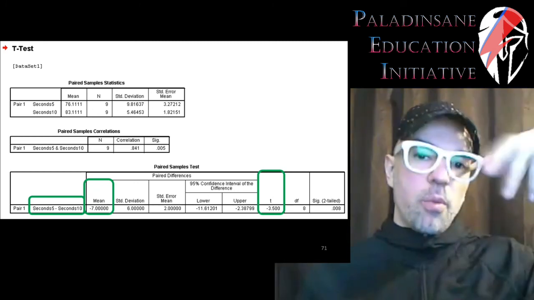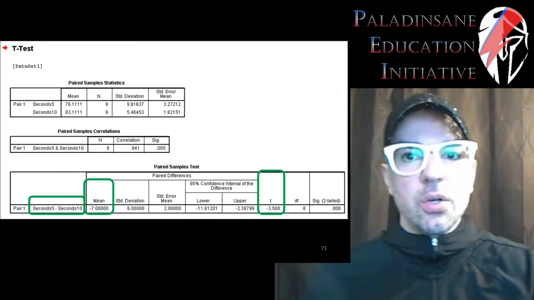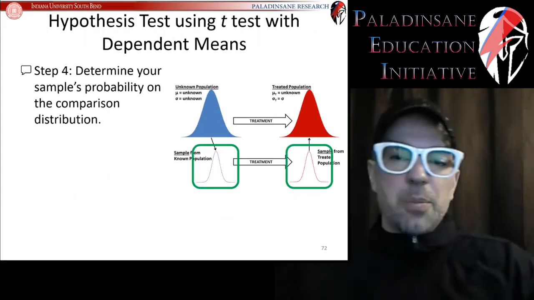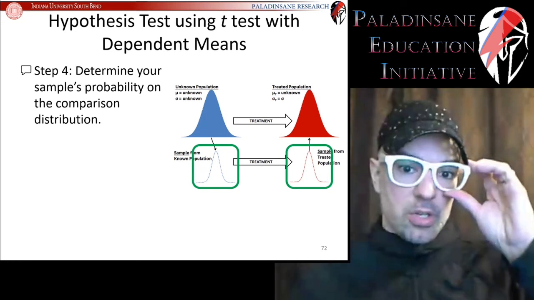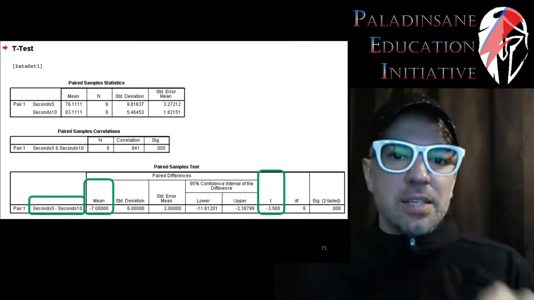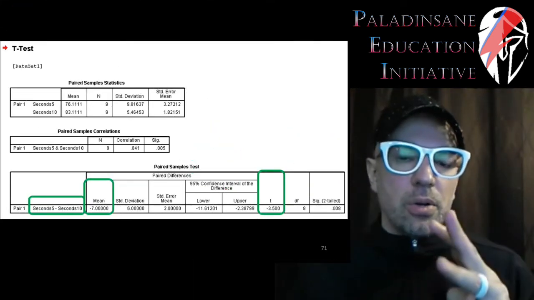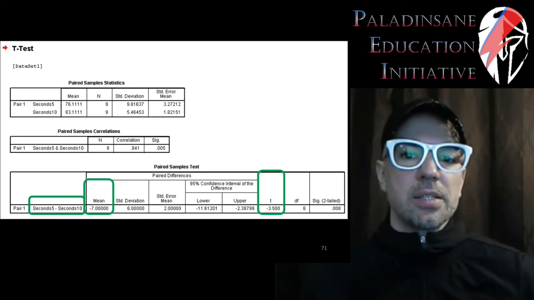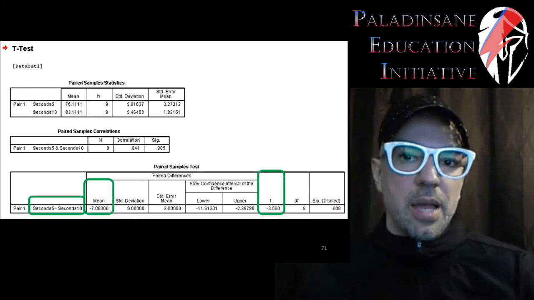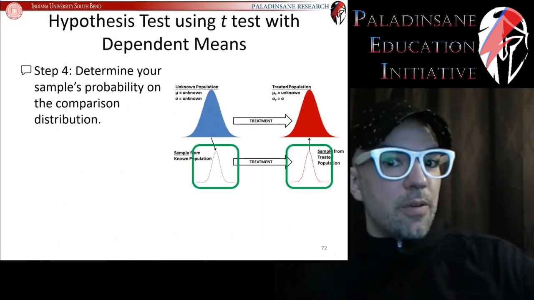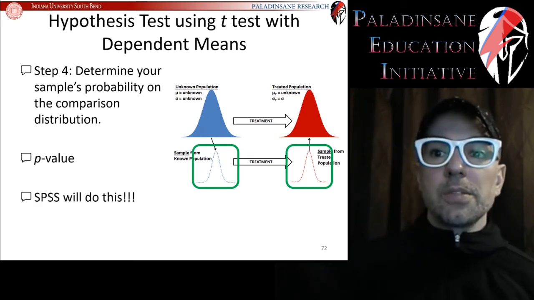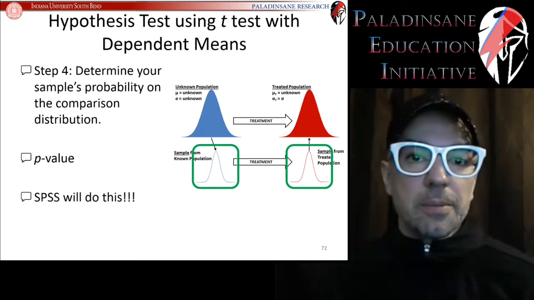However, we're going to move away from t-statistics to probabilities. So now we need to figure out, well, what's our sample's probability on this comparison distribution? That is, given that t-statistic, if I asked you, find the probability in the tails associated with that t-statistic, that's the probability of your sample. So that would be very difficult to do given the table that we have. So thankfully, SPSS will do this for us, and we just need to know where to read it.